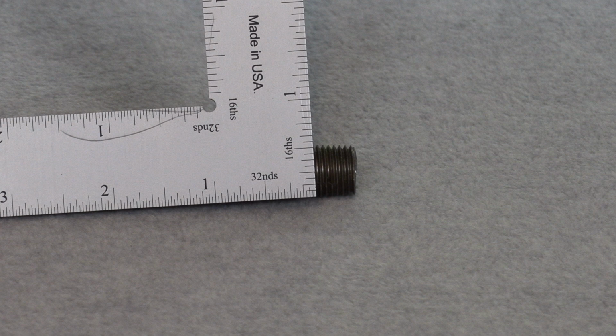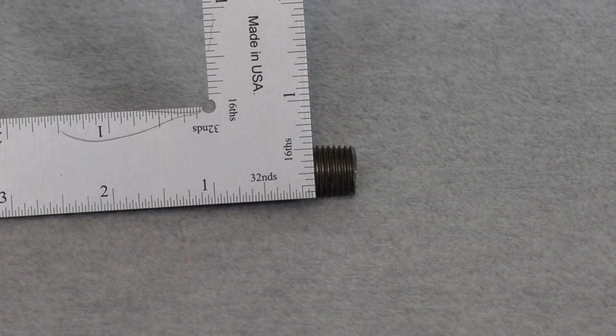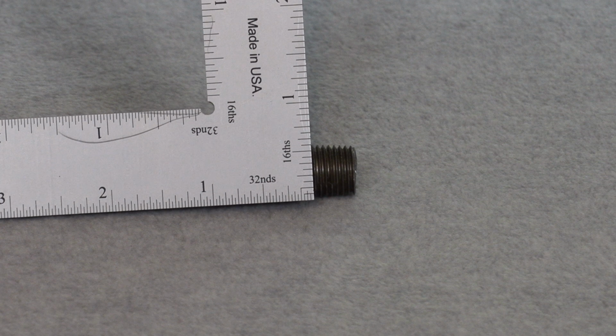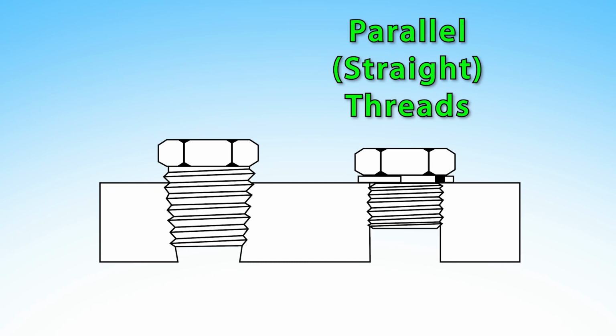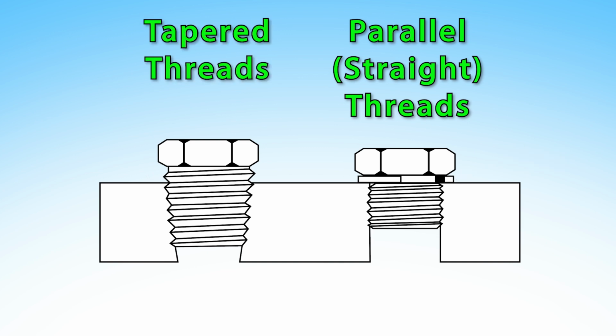The harder part is figuring out which of the three standards the threads are. Parallel, or straight threads, maintain a consistent diameter like a bolt. Parallel threads require an O-ring or other gasket to seal. Tapered threads have an increasing or decreasing diameter depending on how you look at them. Tapered threads seal in the threads with the aid of a sealant like thread tape or paste.